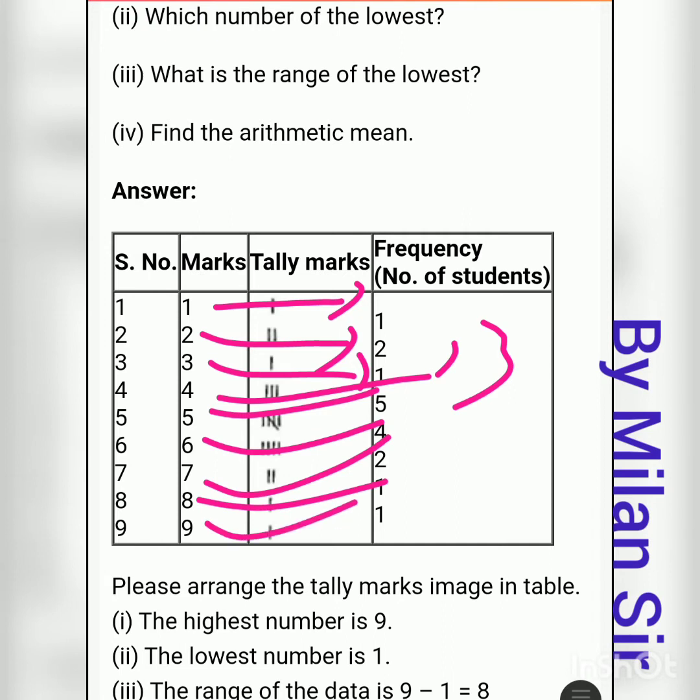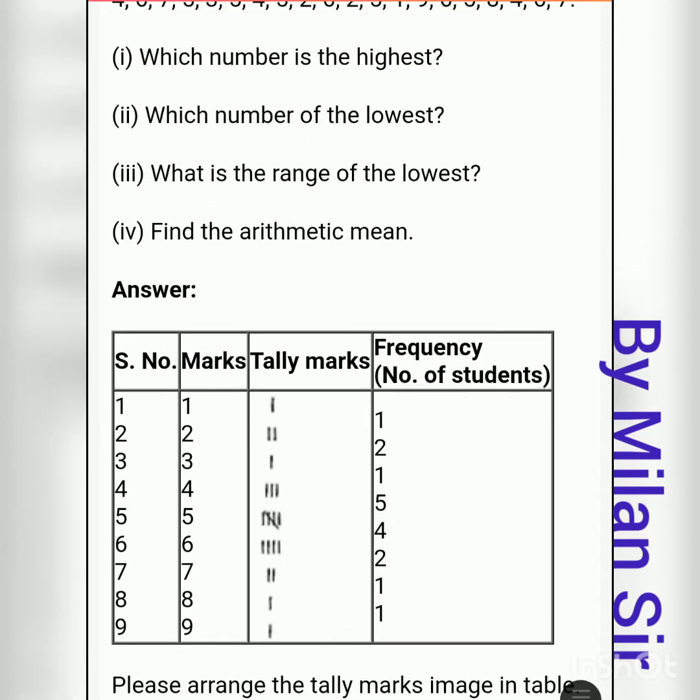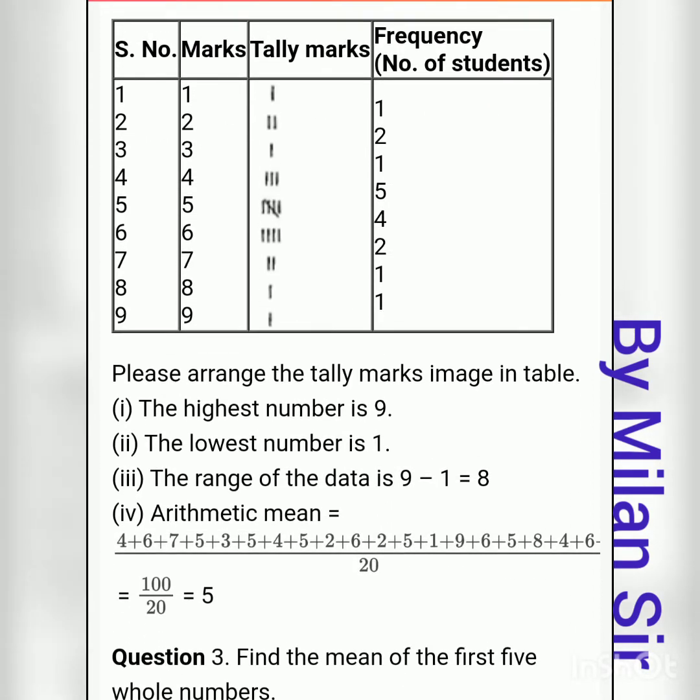Now after that we can easily get the answers to these questions. Which number is the highest? Here the highest number is 9, right? Because we have numbers from 1 to 9. The lowest number is 1 because it starts with 1. So the lowest number is 1 and the highest number is 9.